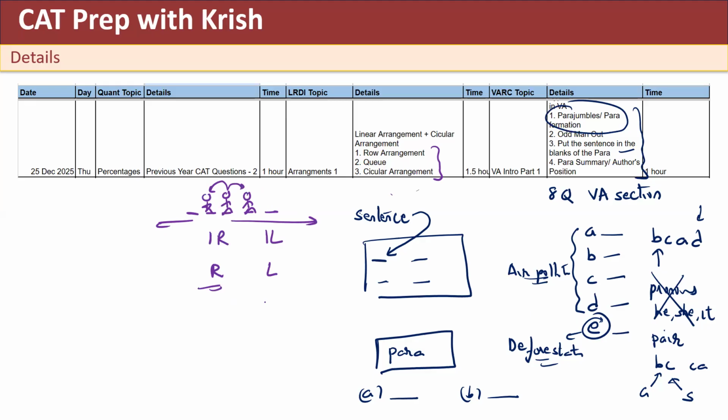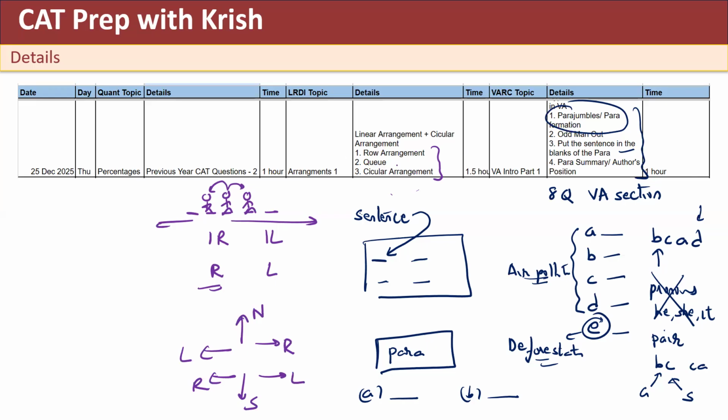Okay. And in row arrangement, you generally take it that if you are facing north, then this will be your right hand side, and this will be your left hand side. And if you're facing south, then this will be your left hand side, and this will be your right hand side. Okay, so those are row arrangement kind of questions.